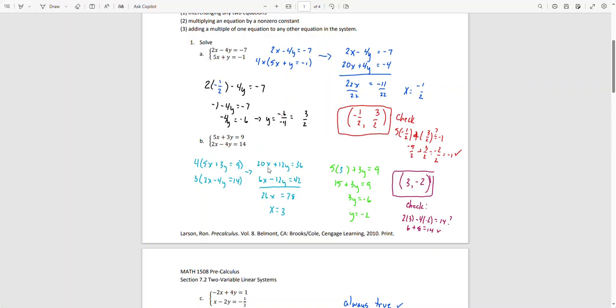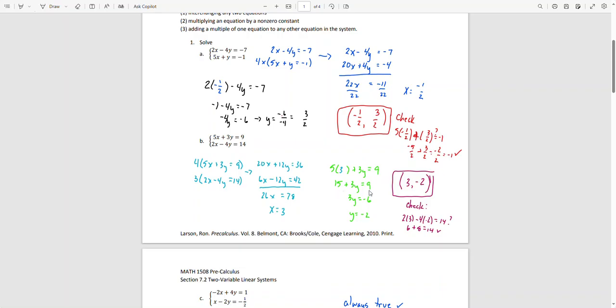When we add straight down, 20x and 6x is 26x. My 12s are eliminated. 36 and 42 is 78, and when I divide 78 by 26, I get x equals 3. Choose either equation. I went with the top one, 5x plus 3y equals 9. Instead of using x, I'll call it 3 because that's what we found it to be. So 15 plus 3y equals 9.